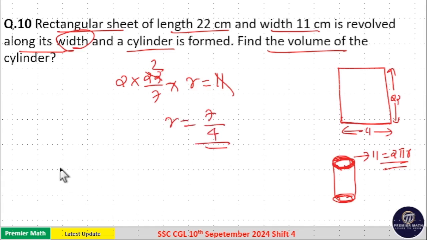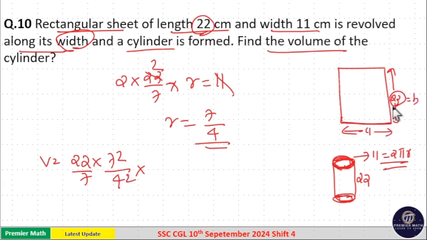Now if r is 7 by 4, volume is equal to pi r square h. So 22 by 7 into r square is 7 square by 4 square, into height is 22 here. This is the height. Because this is revolved around its width, means height is equal to 22.